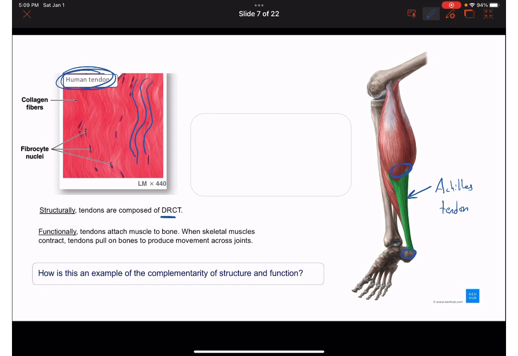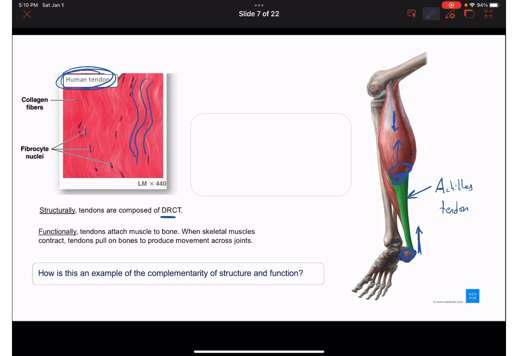And what happens is when skeletal muscles contract, when they shorten, they pull on the tendon, the tendon pulls on the bone, and the bone moves. And thereby we produce movement. So the skeletal muscle contracts, that tension gets applied to the tendon, and the tendon pulls on the bone, and the bone moves. Your heel moves up in this case.